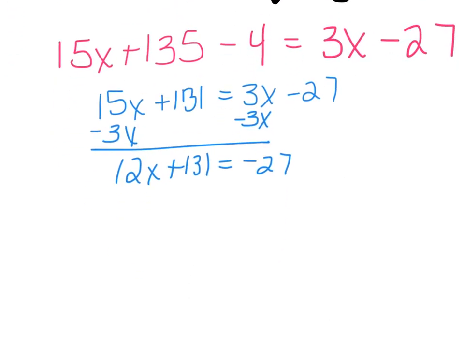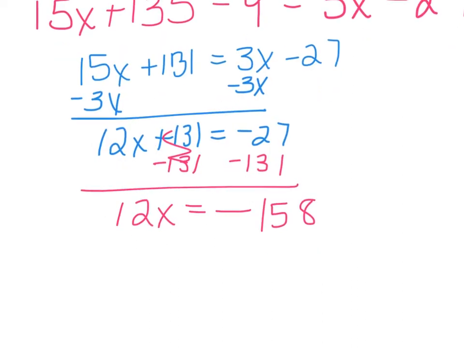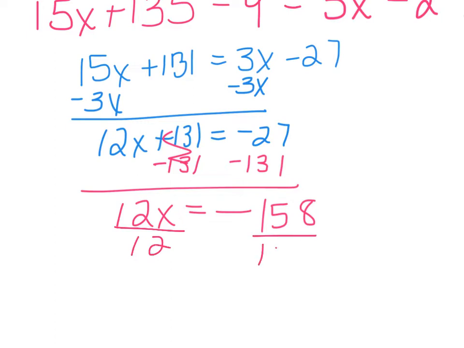Everybody with me? Now what? Subtract 131. Agreed. Guys, if you're subtracting two numbers, negative 27 and a negative 131, all you're doing is adding them together and keeping the sign. Okay? So what's 7 and 1? 8. What's 2 and 3? 5. So negative 158. Divide now by what? Perfect. Good job, guys. So x equals negative 158 divided by 12.